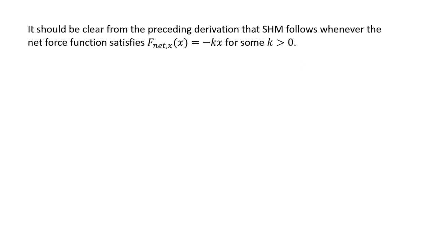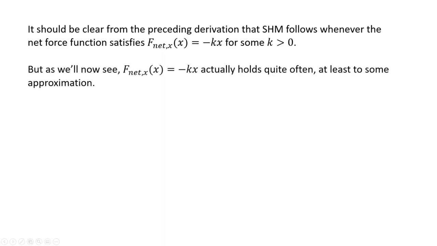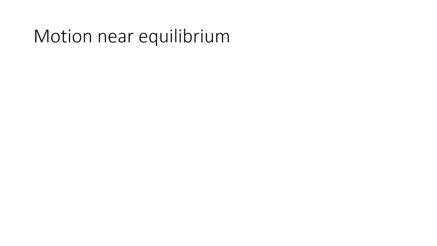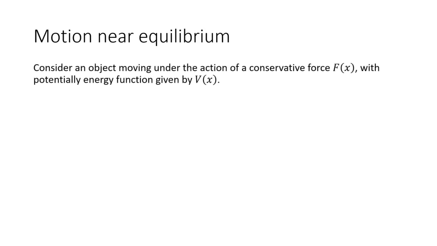And though it might seem like a very specific or very specialized kind of property for a force to have, one can show that it actually holds quite often, or at least it does to some close approximation. To make the case for this point, let's look at motion near equilibrium in very general terms. So we're going to consider an object that moves under the action of some conservative force, like gravity for example, with a potential energy function given by V of x.